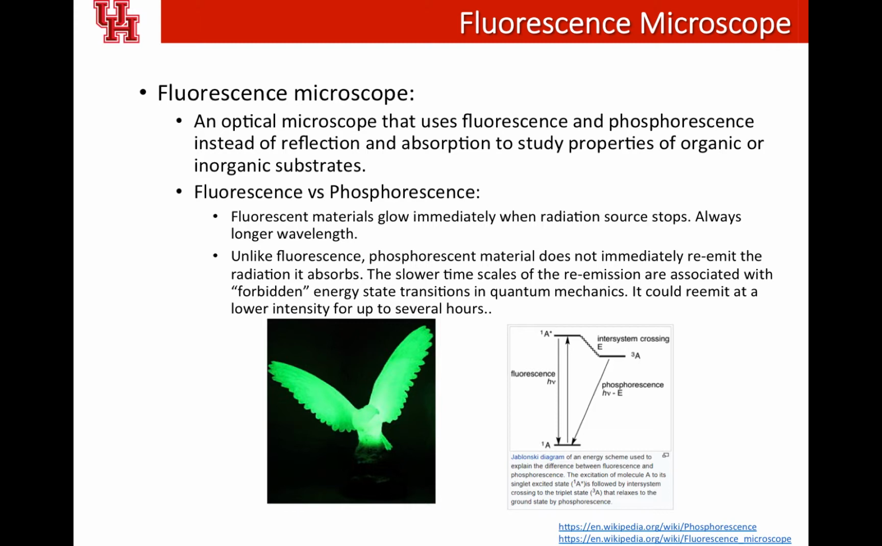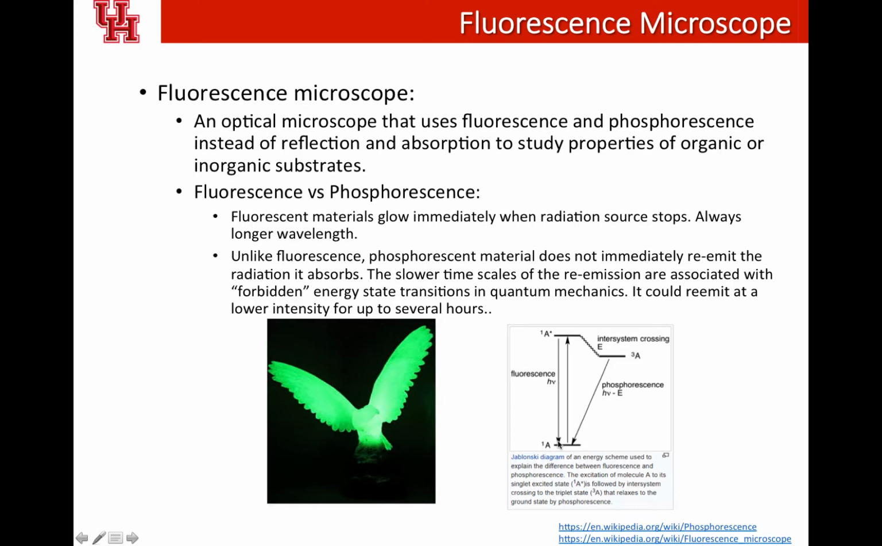It is an optical microscope that uses fluorescence and phosphorescence instead of reflection or absorption to study the properties of organic or inorganic substrates. So, the difference between fluorescence and phosphorescence: the fluorescent material will emit light immediately when the radiation source stops. For example, in the right bottom figure, this is fluorescence. You excite the fluorescent molecule, and then the molecule comes down and releases light immediately.